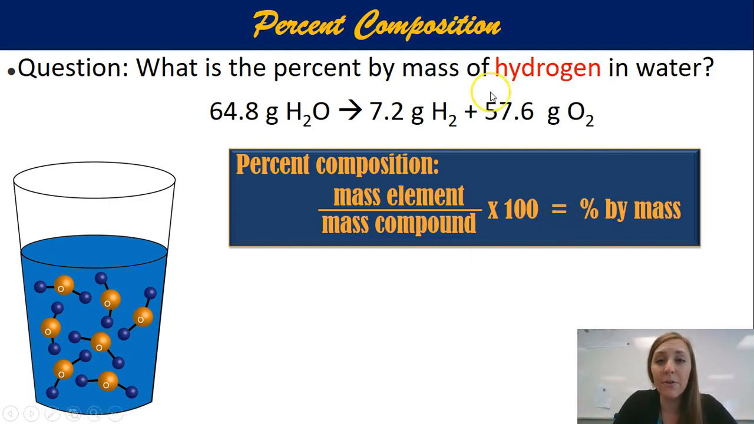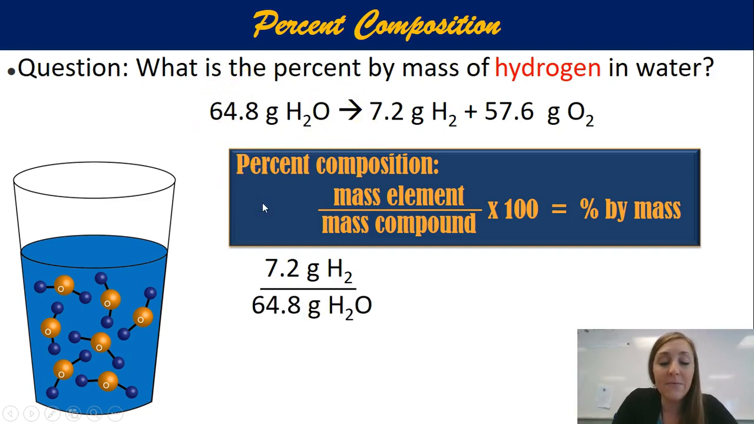So let's do that for hydrogen. Our first thing says mass of the element. So the element is hydrogen, and we had 7.2 grams of it, divided by mass of the compound. Our compound is water, or the whole thing, so you divide by 64.8 grams of water. And then in our formula, we always have to multiply by 100. And in your math class, you learned that's because percentages are actually decimal forms, and when we have the percent sign, you have to bring it up to those whole numbers.